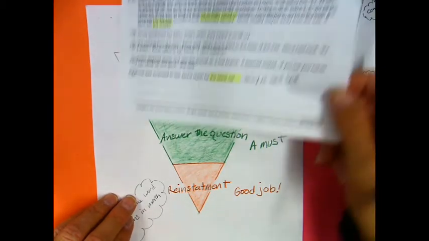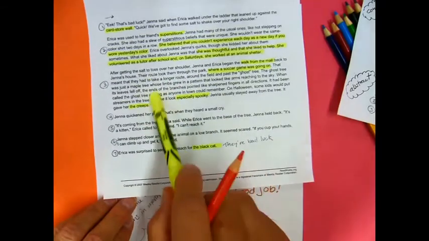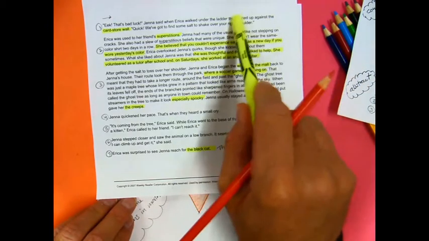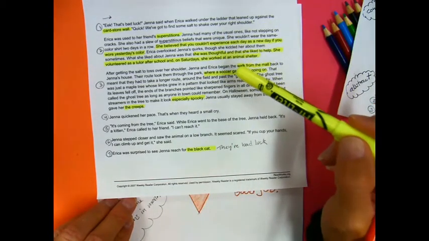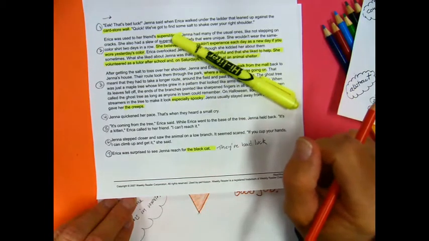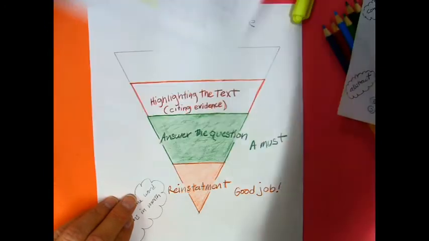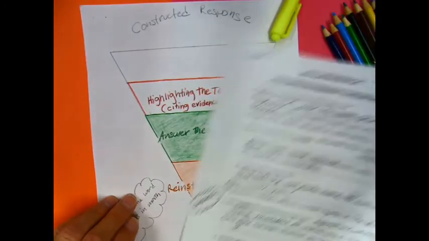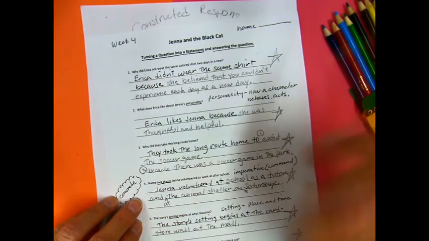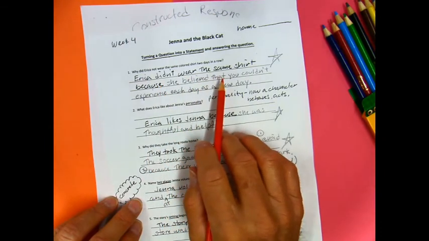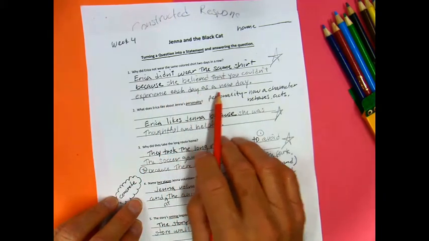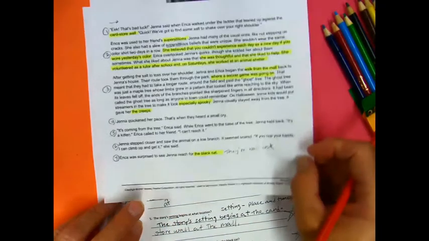You can't say to yourself, I'm just going to go through and highlight my text. I'm going to highlight this, and then I'm going to highlight this over here, and it looks kind of barren up here, so I'm going to highlight here. No, you have to highlight only the parts of the text that answer the question. That's what we're going to use our highlighter for. So if you're asked, why did Erica not wear the same colored shirt 2 days in a row? Erica didn't wear the same shirt because she believed that you could experience each day as a new day. You should be able to find that in the text.